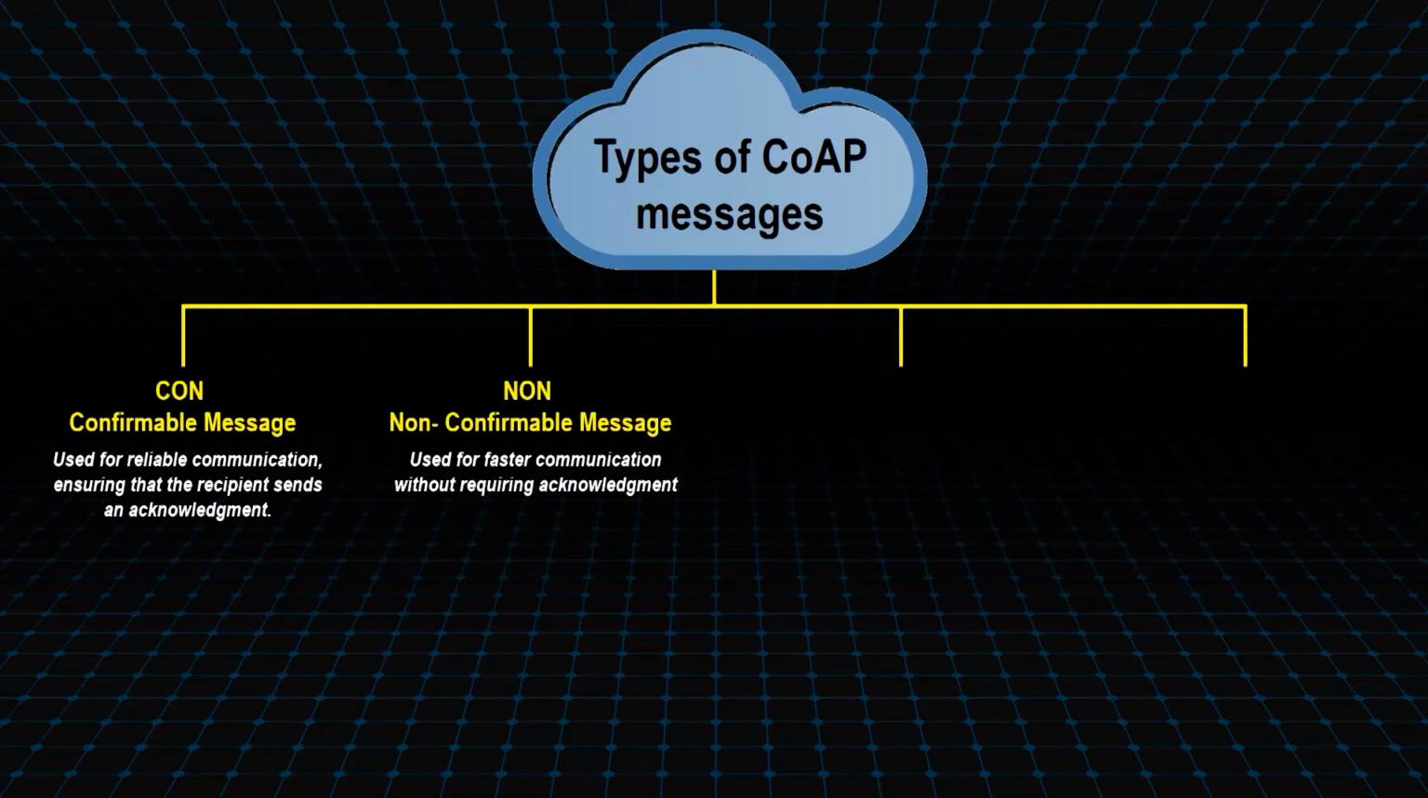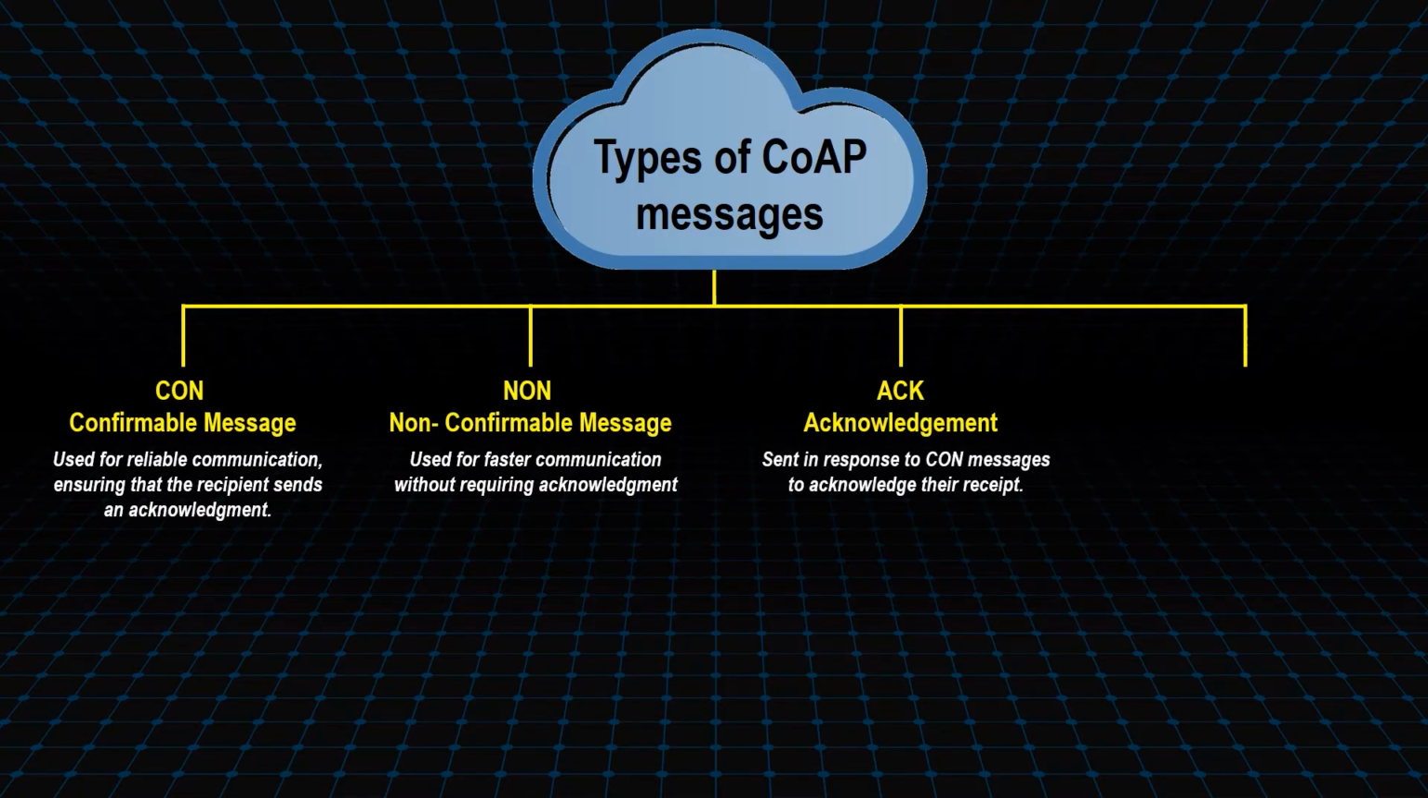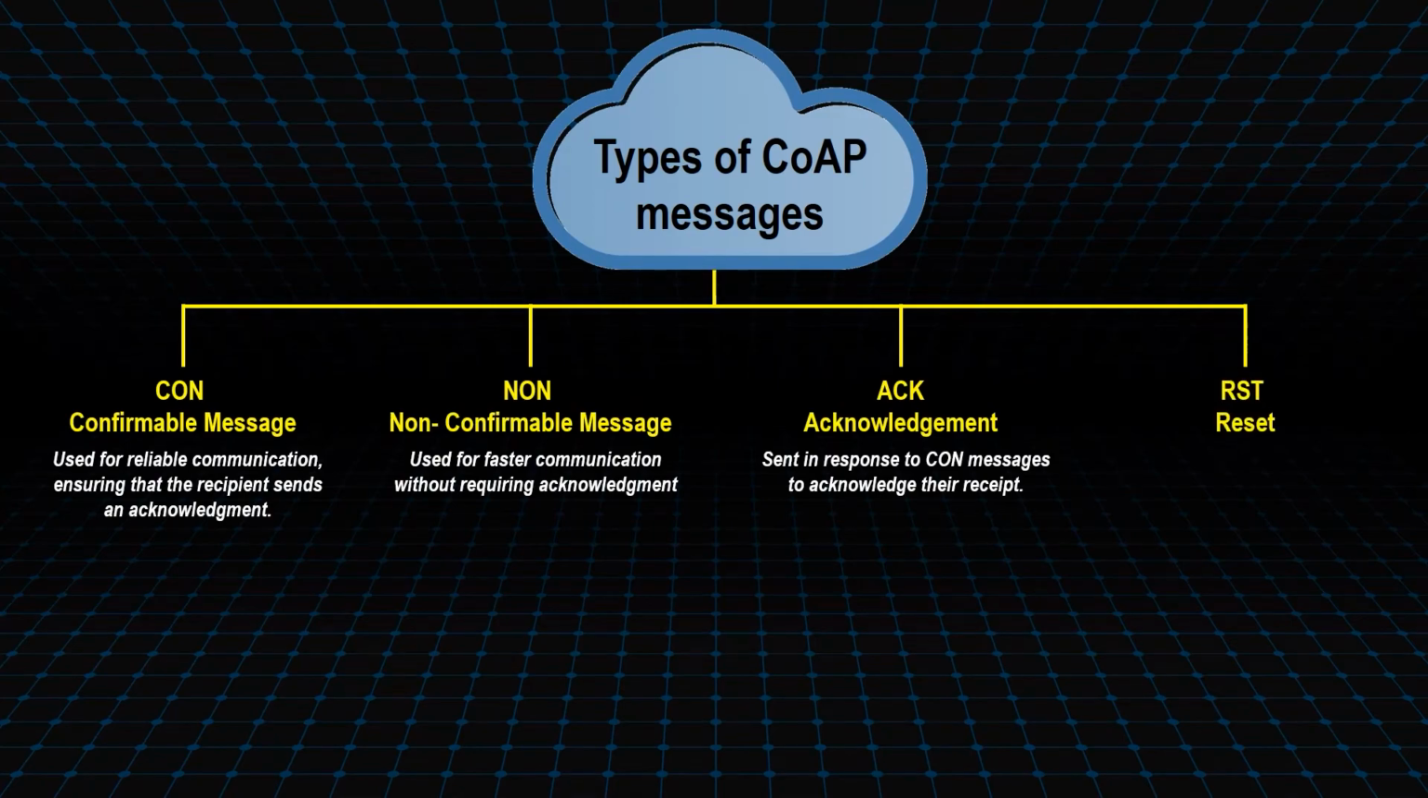And next is ACK, that is the acknowledgement. ACK messages are sent in response to CON messages to acknowledge their receipt. Next is RST or reset. RST messages are sent to cancel a pending CON message that hasn't been acknowledged.